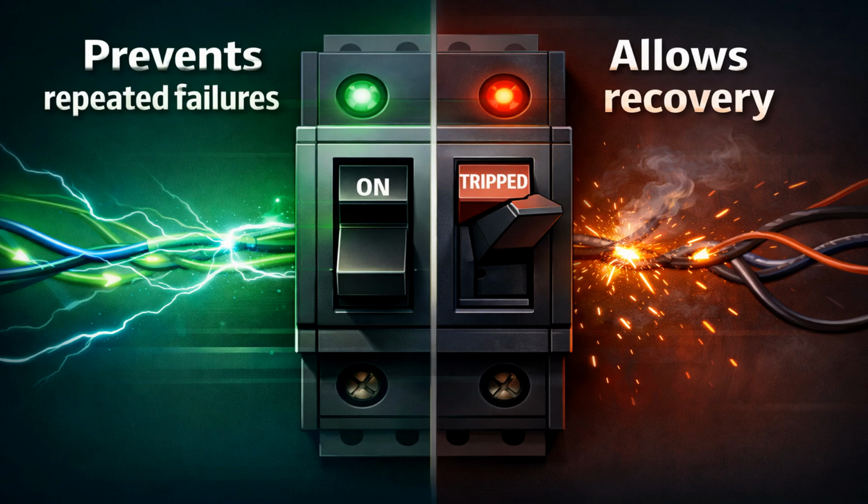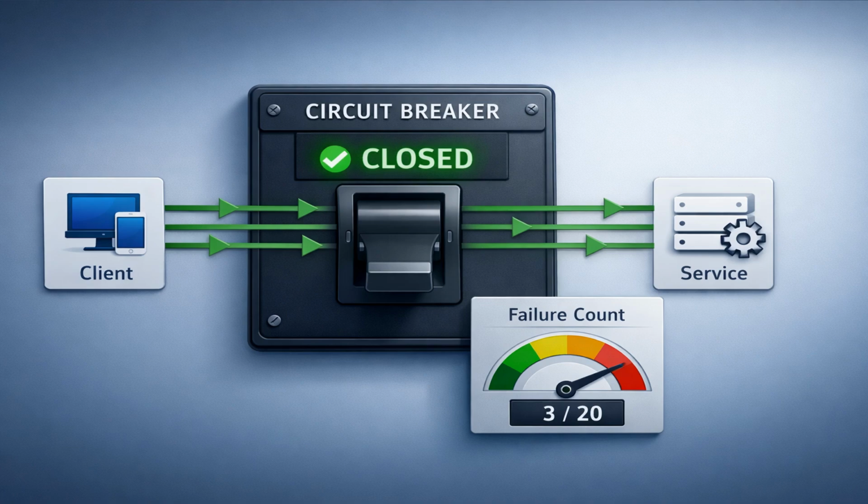systems. Inspired by electrical circuit breakers, this pattern prevents an application from repeatedly trying to execute an operation that's likely to fail. Instead of continuously retrying a faulty service, which can overload it and worsen the problem, the circuit breaker trips and redirects traffic away from the failing component, allowing it to recover.